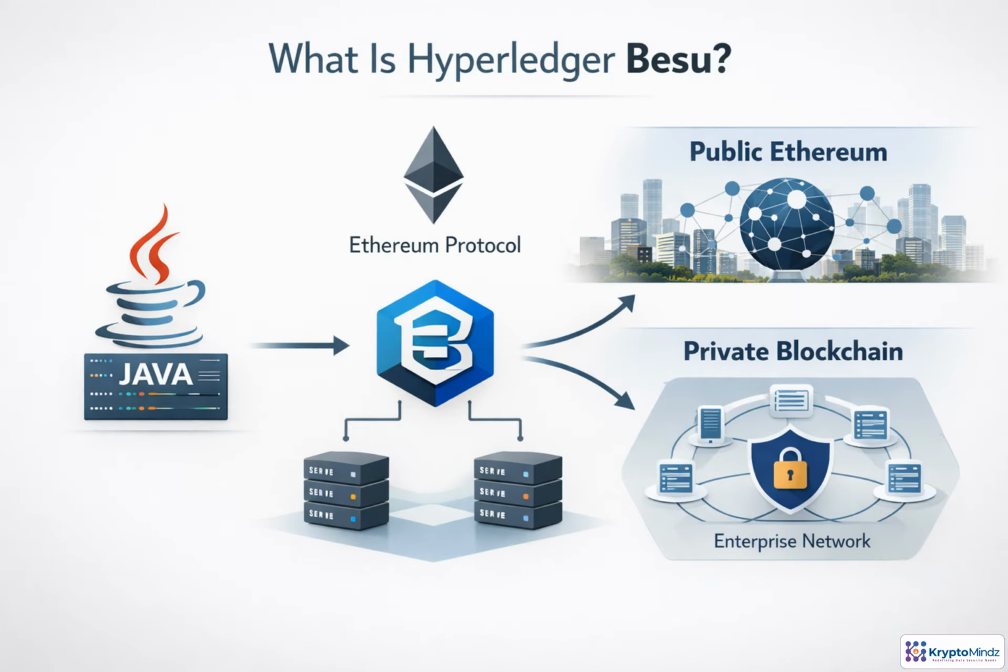Hyperledger Besu is an open-source Ethereum execution client written in Java. In practical terms, it is software for running an Ethereum-compatible node. That node can connect to public Ethereum networks, or it can power private and permission networks inside an enterprise. Besu matters because it brings Ethereum standards into environments where control, security, and integration are important.